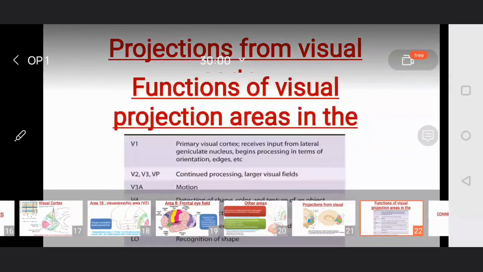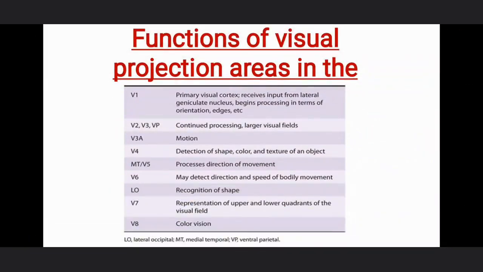And here some of the, as I have already shown you, V1, the main function of V1, primary visual cortex, is receiving inputs from the lateral geniculate nucleus and beginning processing in terms of orientation, edges, etc. V2, V3, VP, continued processing, larger visual fields. V3A for the motion. V4, detection of the shape, color and texture of the object.